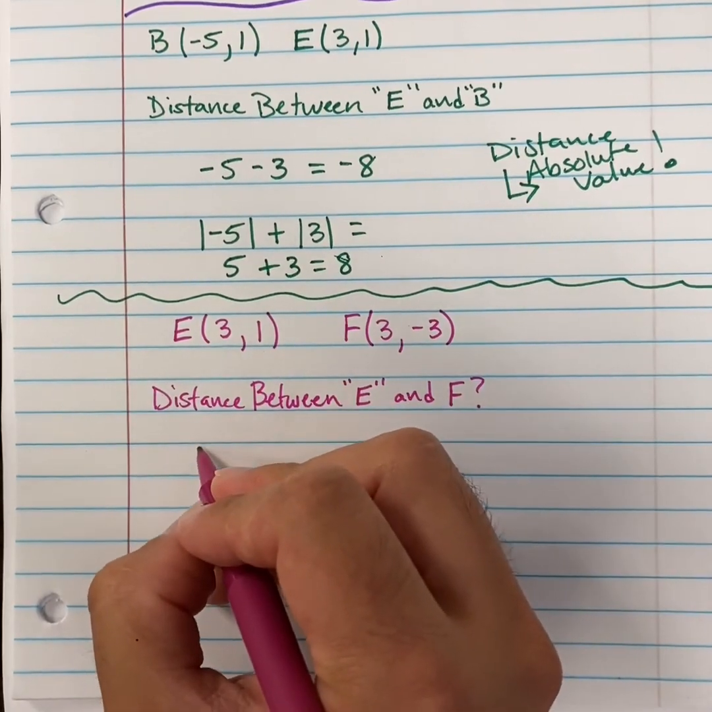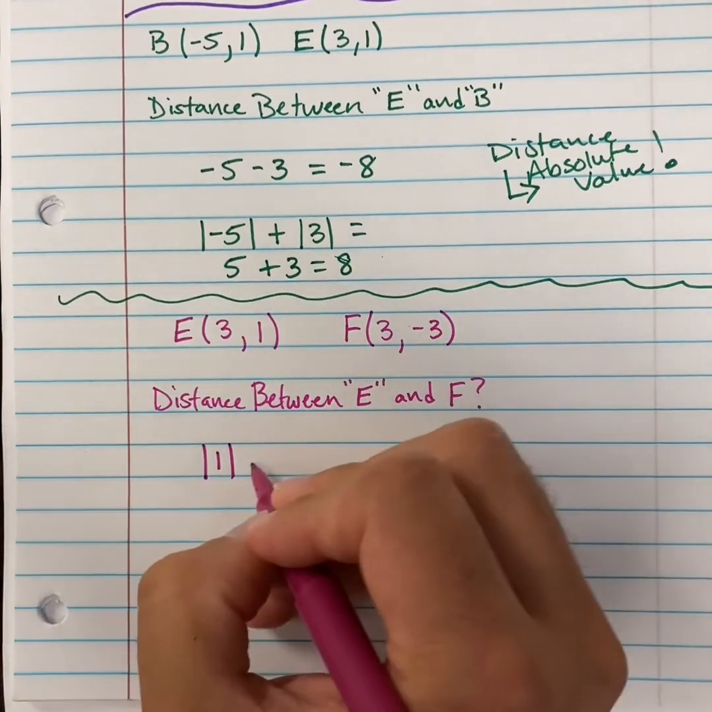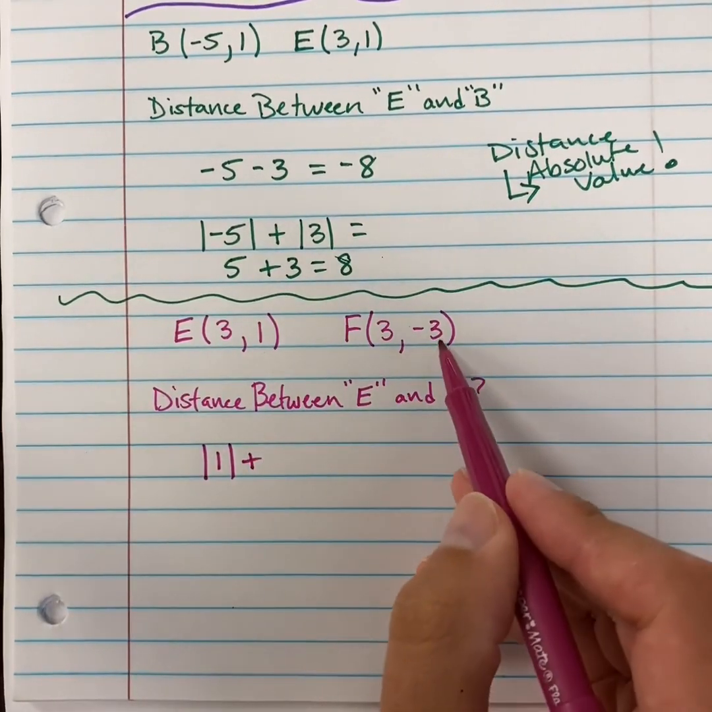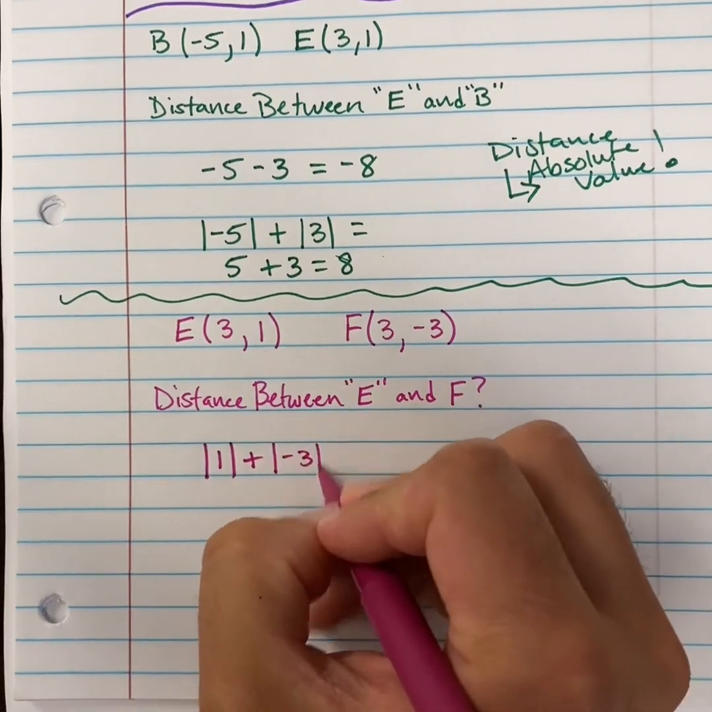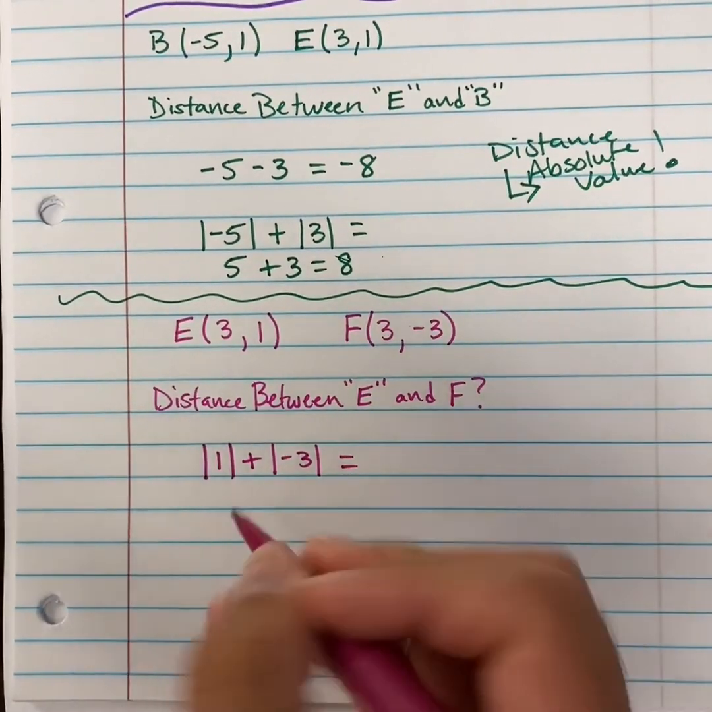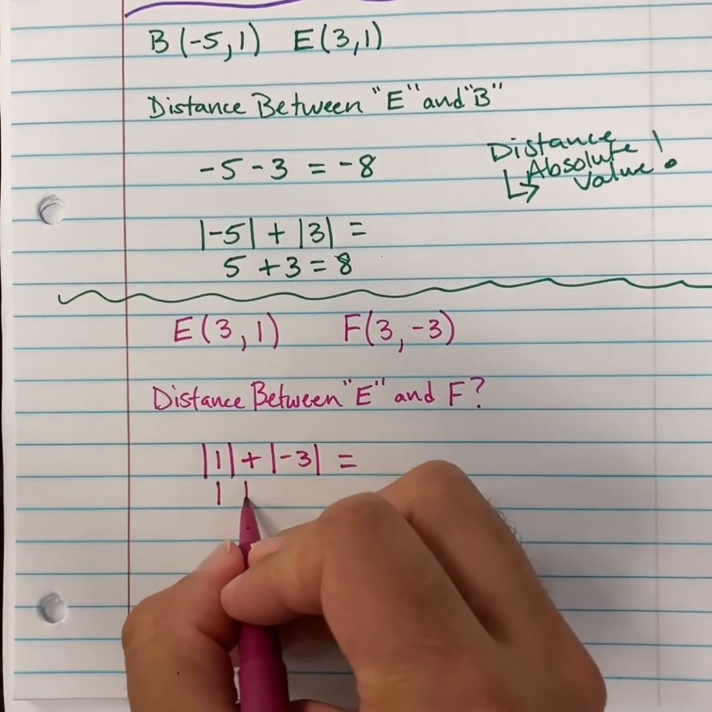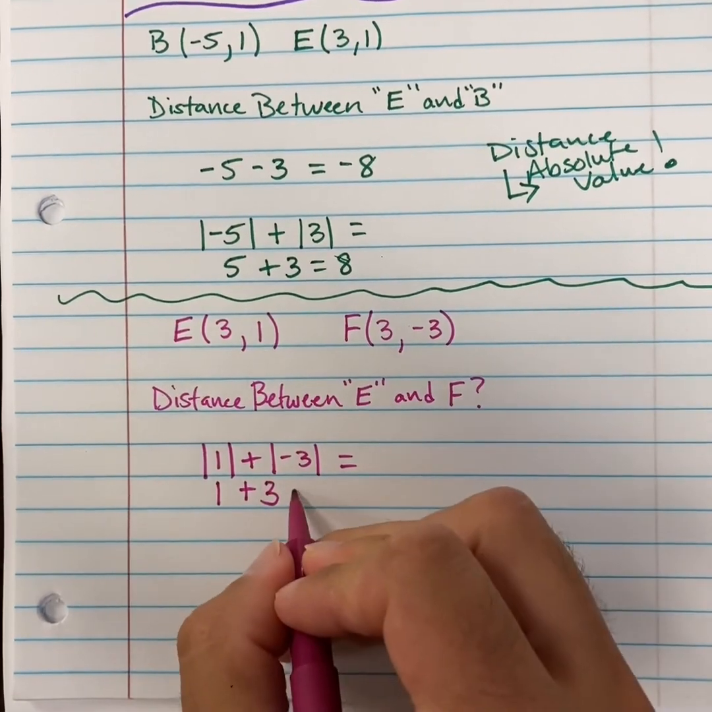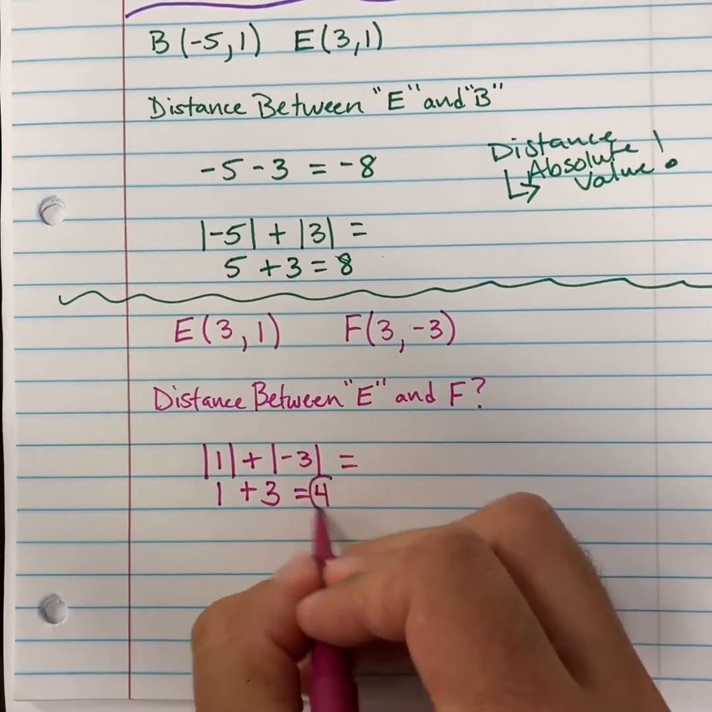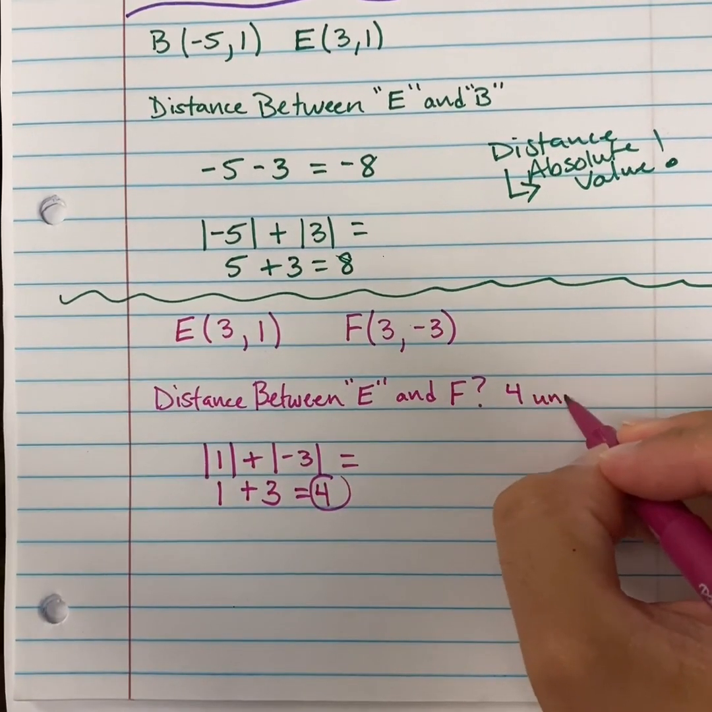So we would have the absolute value of 1. It's going to look like 3 lines, but that's fine. Plus the absolute value of -3. We go ahead and simplify this. The absolute value of 1 is 1. The absolute value of -3, well, it's 3 away from 0. 1 plus 3 is equal to 4. So the distance between E and F would be 4 units.